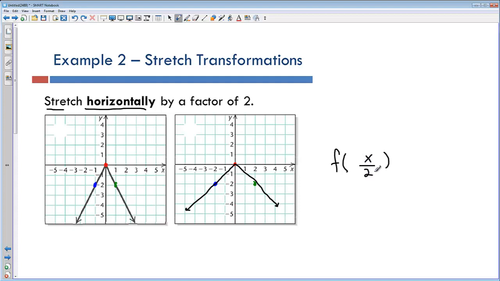And that's the formula. And actually, a lot of times we'll write it like this. Instead of dividing by 2, we'll multiply by 1/2. They're equivalent though, so either way you want to think about it is good. All right, so it's the opposite because we're working on the inside of the function.